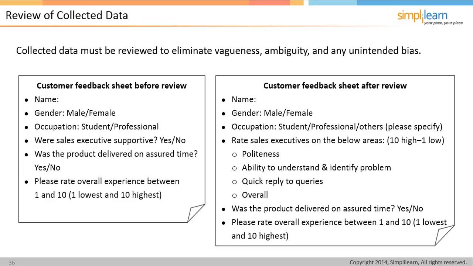Much better now. Rate sales executive on the below areas, 10 high, 1 low. I might add, in fact, I might use a 0 to 10 instead, where 0 represents not at all polite and 10 represents extremely polite. So I might clarify this even a little further. Just from the surveys I've seen, the more clarity you can provide, the more likely it is that you'll avoid people not understanding or misunderstanding what the question's asking.